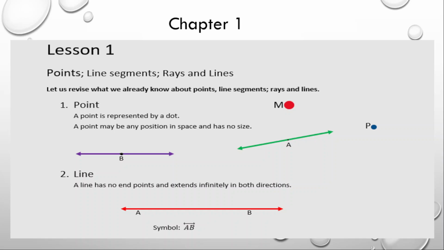Now we continue with the next one, that is our line. And here a line has no endpoints, and to show you that I have an arrow there and an arrow there. That actually show us that it extends infinitely in both directions. Look at the symbol. We have a little line on top of the 2 points AB, and immediately you know we are talking about line AB.